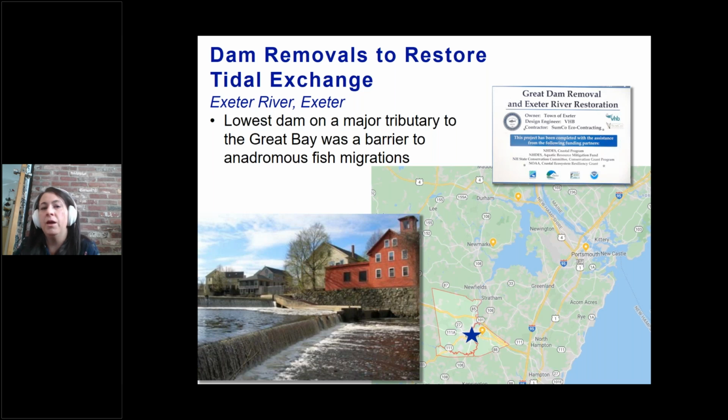Dam removals can be used as mitigation. I understand these are very expensive projects that require a lot of partners, but they can be considered as mitigation. So here's an example of the Great Exeter Dam removal. This was the lowest dam on a major tributary to the Great Bay. It was a barrier to anadromous fish migrations.